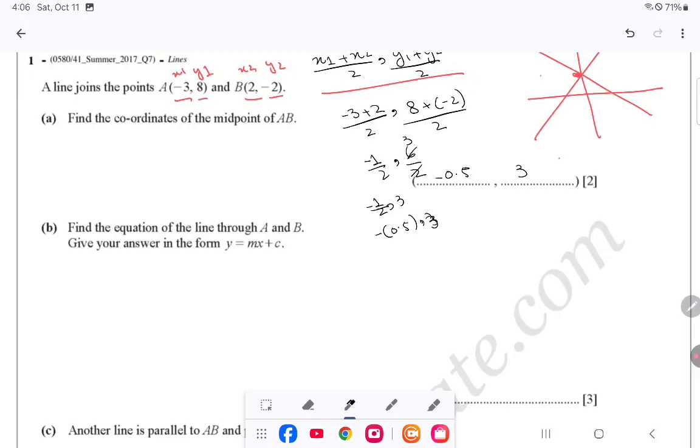For part B, find the equation of the line through A and B. Give your answer in the form y equals mx plus c. So this is the basic line equation formula, which is y equals mx plus c. Here the m represents the slope, or we can say gradient.